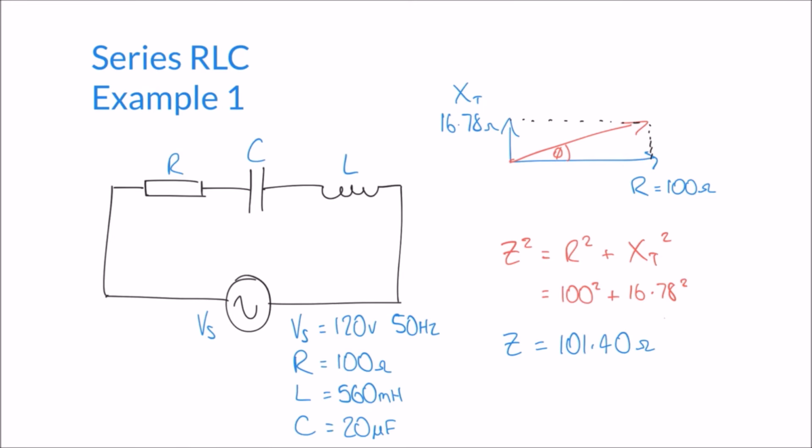And so one of the best identities to use in this case would be the tan identity, tan of the angle being equal to the opposite divided by the adjacent. We're going to rearrange that very slightly. We're going to say that the angle itself is equal to tan to the minus 1, opposite over adjacent, and in our case the opposite is 16.78, and the adjacent is our resistance, 100. And if I calculate that, I get an angle of 9.53 degrees.